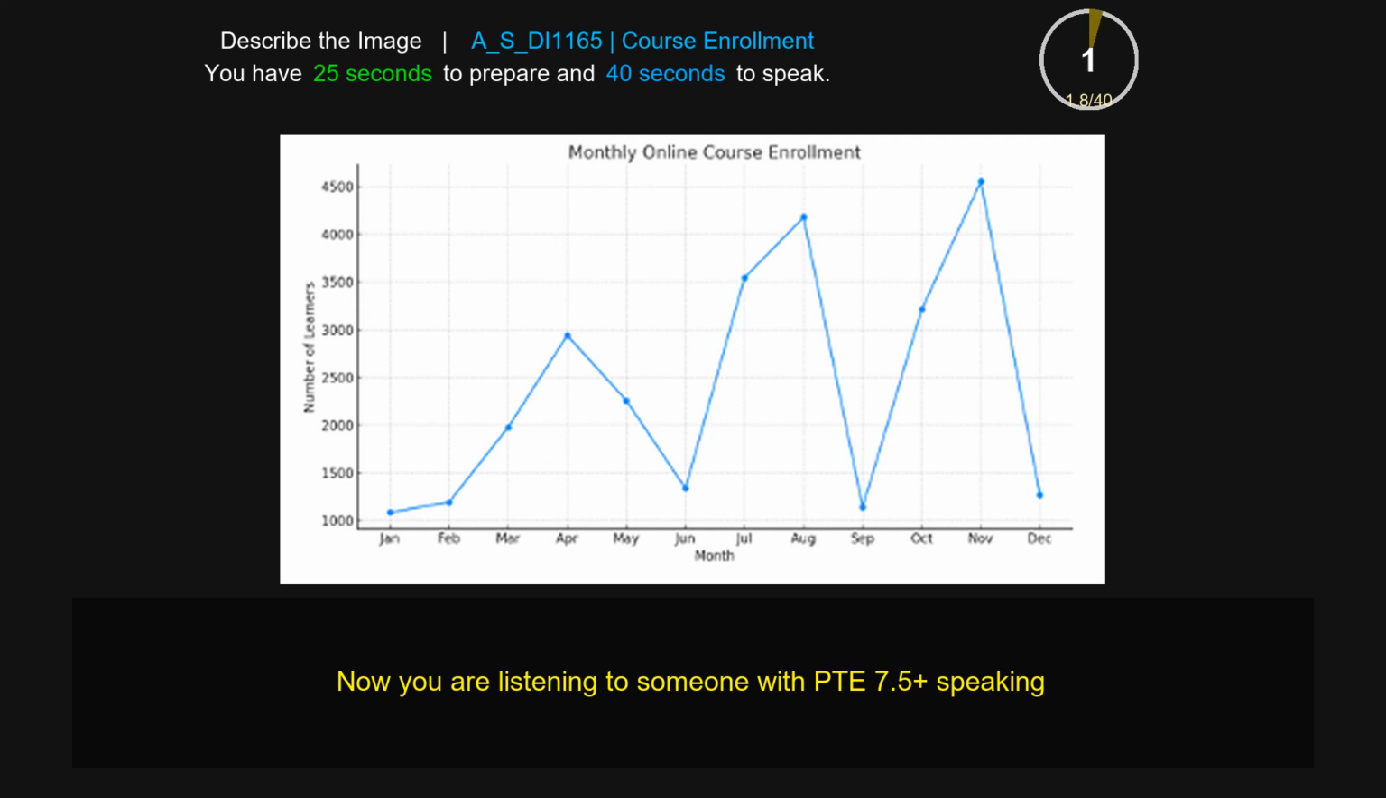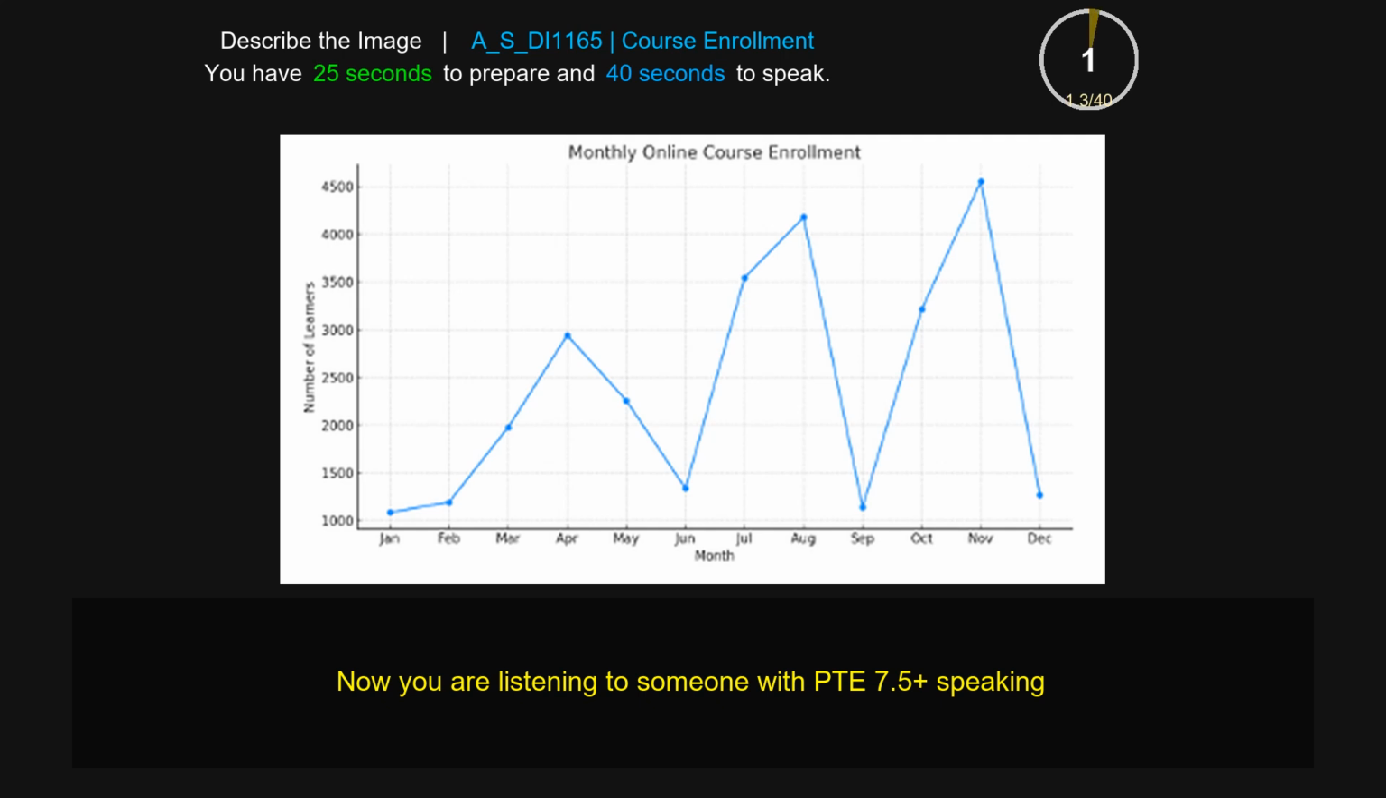The given picture describes the monthly online course enrollment. After the first glance, we can see the y-axis represents number of learners starting from 1000 to 4500. Similarly, the x-axis represents month starting from January to December. With a quick view, we can see the highest is in November with 4500. In contrast, the lowest is January with 1000. Similarly, May represents 2500 and April represents 3000. Overall, the picture is very informative and we can learn so much from that.